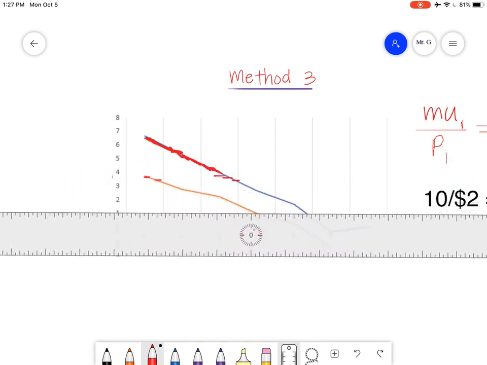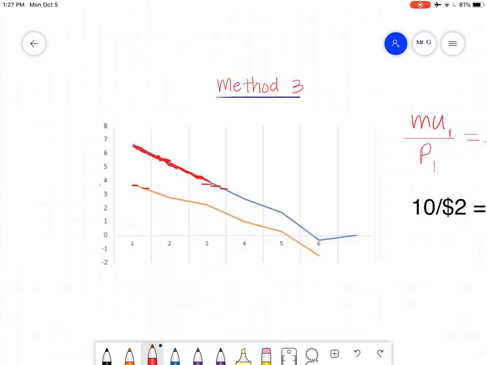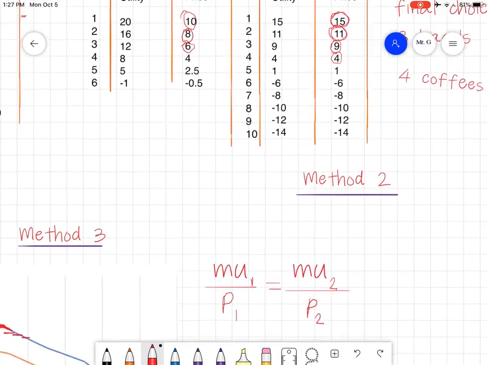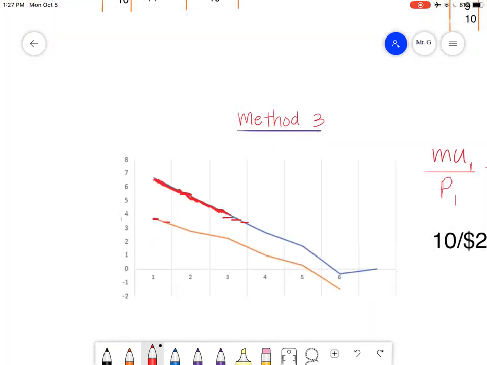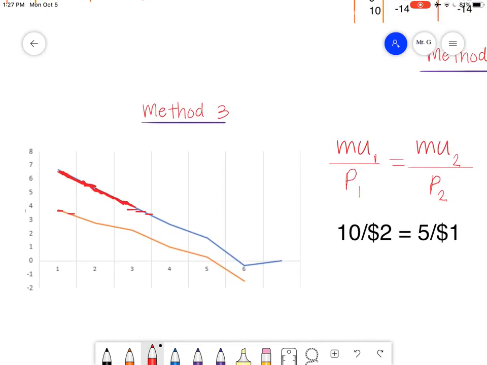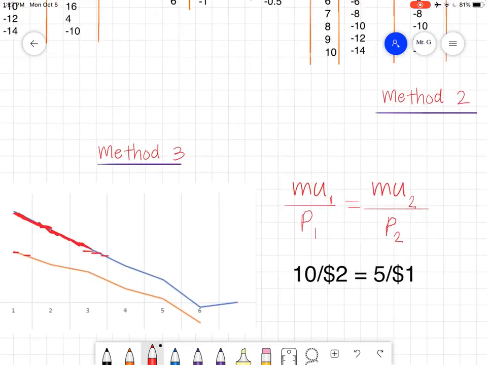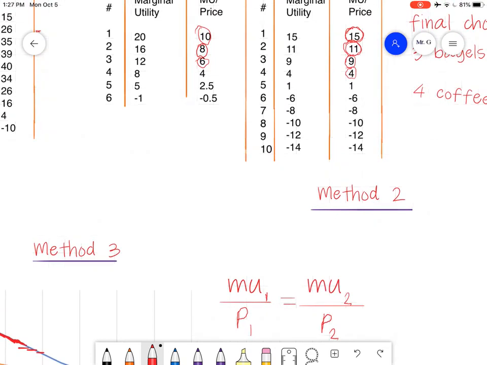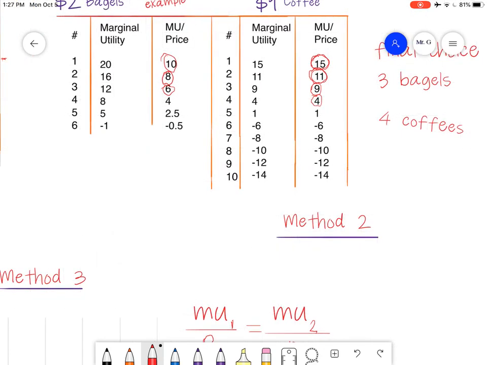What it is, we didn't have that specific point on our graph. Of course, when we calculate numerically, the line would have continued on and would have probably been closer to 5. And so that's where this method is a little bit more tricky because of all the points and everything else. In this particular case, we would look at the closest one to 5, which would be the MU divided by price, which would be 4. And you can see that's what we exactly ended up with. We ended up with 4 coffees.